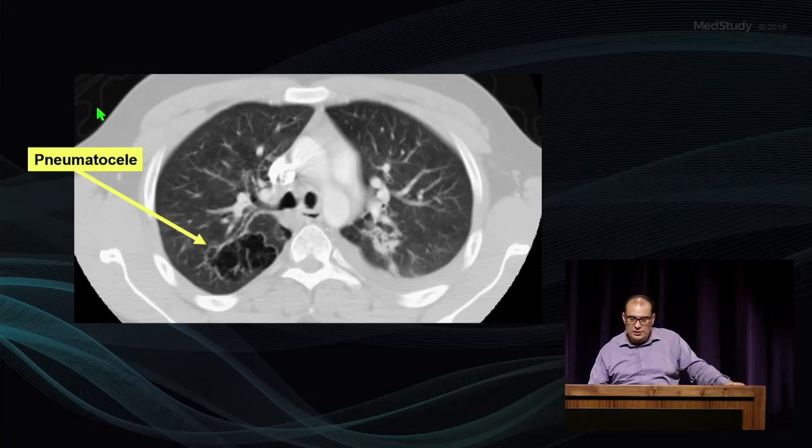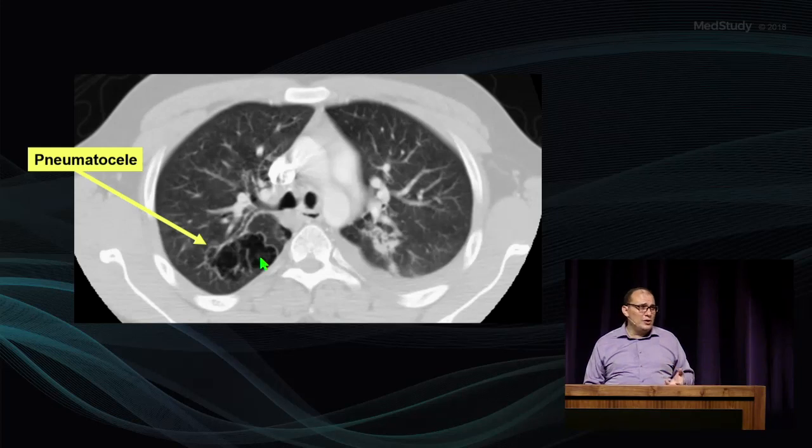This is the pneumatocele, where there is necrosis of the lung parenchyma, what we now call necrotizing pneumonitis, by the way. It's part of it. And you see the rim of inflammation around it? That's a rim of inflammation there.